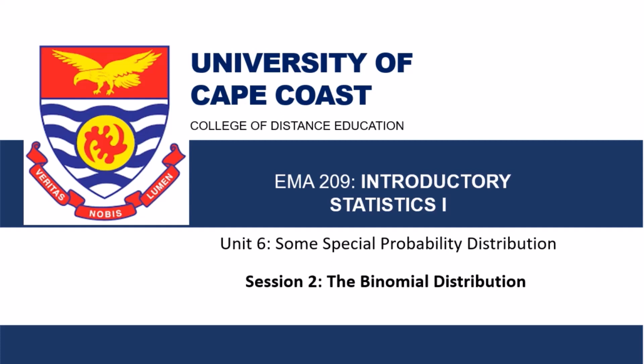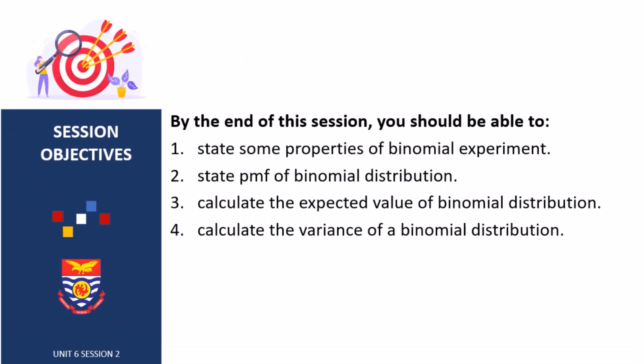Welcome to session 2 of Unit 6. Session 2 deals with the binomial distribution. What will we be looking forward to in this session? We should know some properties of a binomial experiment, study the probability mass function, and calculate the expected value and the variance of a binomial distribution. Of course, bi means 2, right?